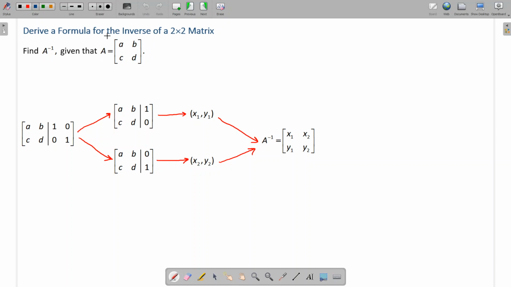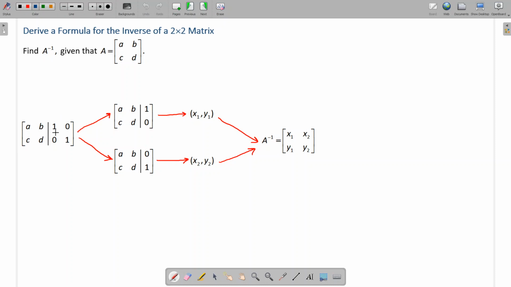So here's our general 2x2 matrix, and we want to find the inverse of that 2x2 matrix. So if we go through that process that we did before, we would put the matrix A here, put the 2x2 identity matrix on this side, and then we would do row reduction. Now we're going to break this down a little bit differently.